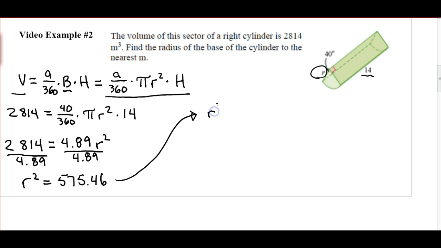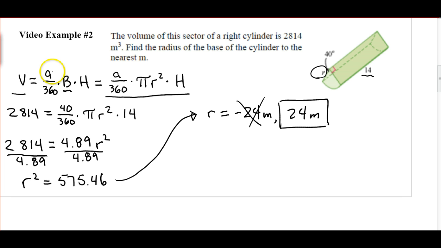Then to solve for r, I've got to take the square root of both sides. Remember, when you take the square root and you're solving an equation, this is a simple equation here, you have to have a positive and a negative answer. We want it to the nearest meter. So r would be negative 24 meters, and we don't need that one because we're dealing with a figure. We can't have a radius of negative 24, or 24 meters. And there you have it.